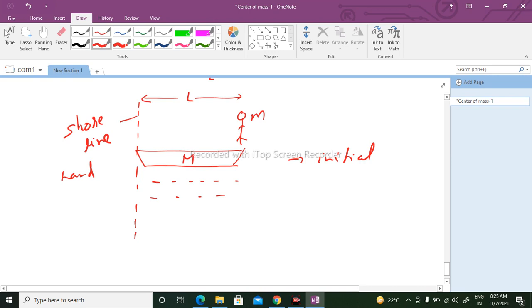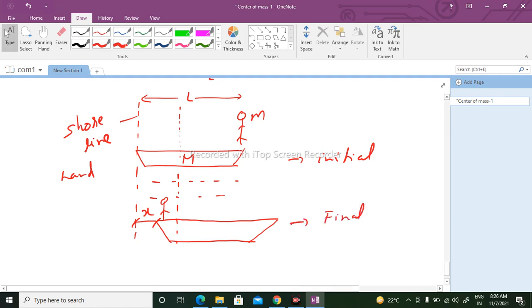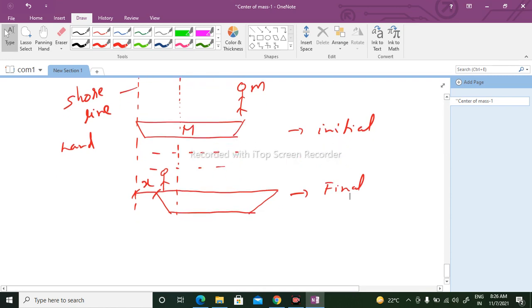So finally what will happen? Let us say the center of mass of the system is somewhere here. Now in the final stage, the man moves towards left, so the boat also will slightly adjust. So let us say the present diagram is like this. Let us say the movement of the boat is x, and right now the man is standing here. So this is the final position. So we will find out what is the distance x, how much the boat shifted.